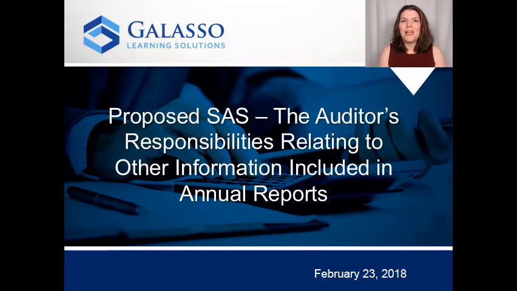Now this will update extant AUC section 720, which is currently called Other Information in Documents Contained in Audited Financial Statements. As you can tell by the change in title, we're moving away from a generic focus and tightening up the focus of the SAS to focus on annual reports. And so the new title really talks about some of the changes here. This is to help clarify when this SAS and this AUC section is going to be relevant.